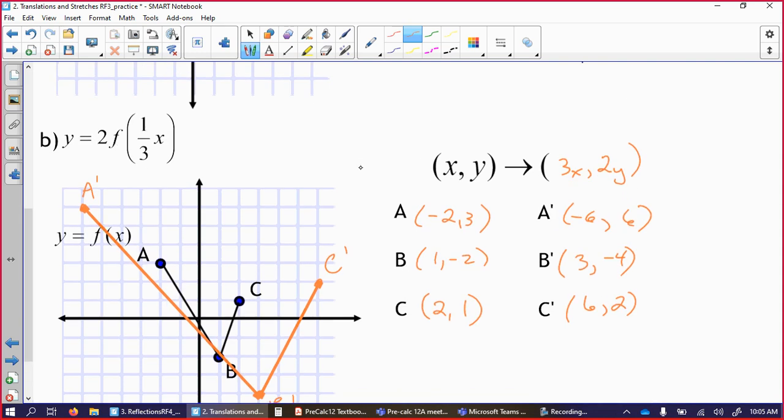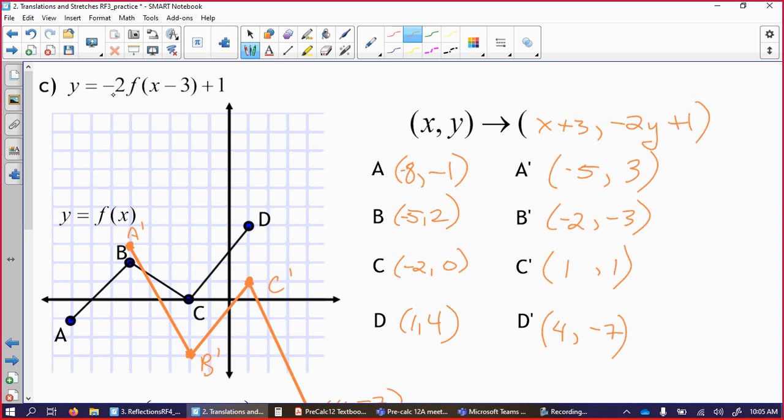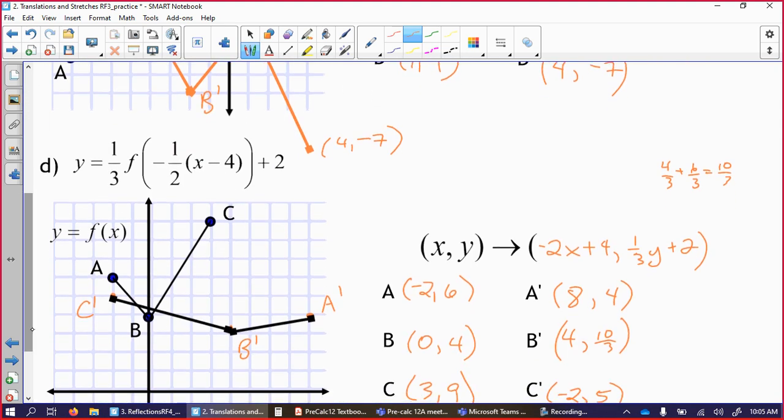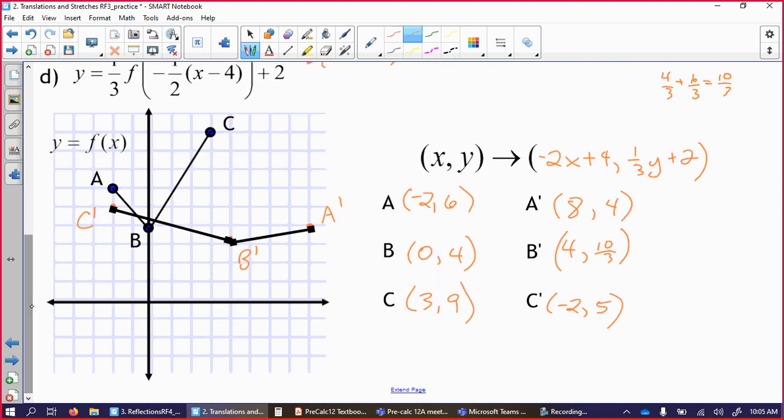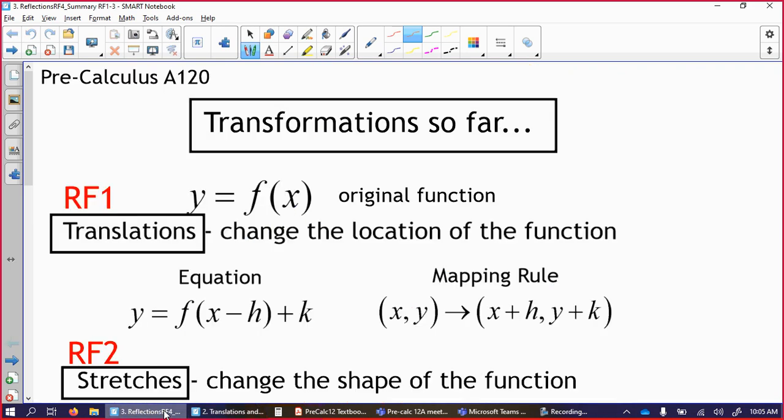2 times f of 1/3 of x gives a mapping rule of 3x and 2y. So we just multiply and stretch it out. There's a negative out in front, so this one was kind of different. That negative goes with the y part. If x is negative, you're going to see a negative in there. So x plus 3, -2y plus 1. That one is a reflection about the x-axis. And that one had a reflection about the y-axis and some funky stretches. I think that was all. So I'll save that and I'll re-upload all of that.